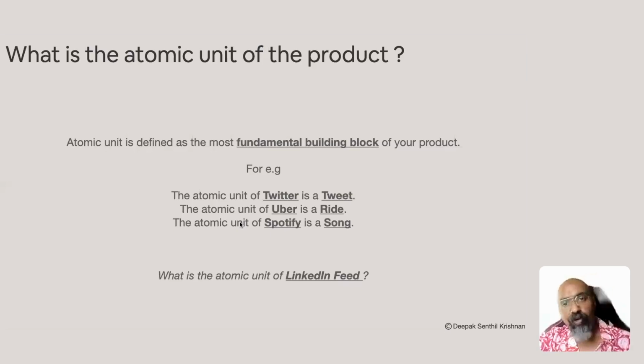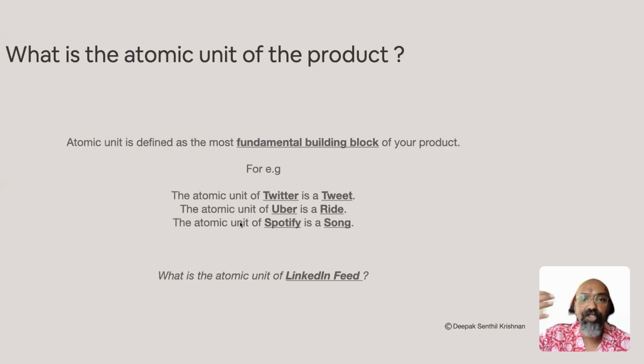Now, I think some of you asked the question, what is the atomic unit of a product? Almost every product has an atomic unit. It's the fundamental building block which makes the experience come to life. To give you some concrete examples, the atomic unit of Uber is a ride. The atomic unit of Spotify is a song. And the atomic unit of Twitter is a tweet. I can go on with more examples. The atomic unit of Airbnb is a room or a house. The atomic unit of Google search is a search query in itself.